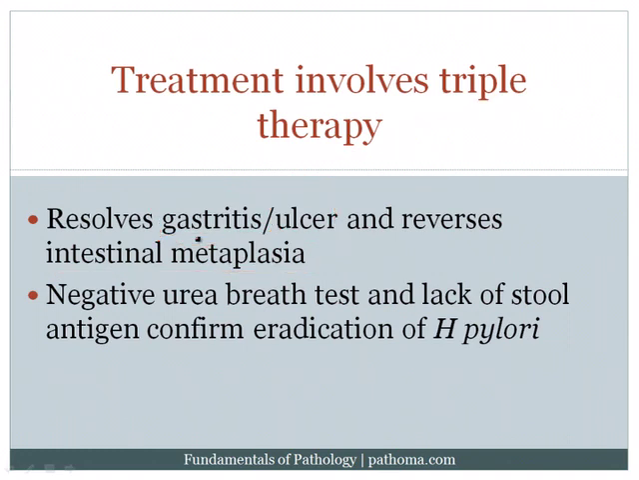And so the way by which you do that is you can look for urea in the breath, because remember that the bug is making ureases, and so it produces urea as a byproduct. And so when there's lack of urea in the breath, that will tell you that the bug has been killed. And another way to check is to look at the stool. And in the stool, you'll see lack of H. pylori antigen, so that would also be helpful to confirm eradication.